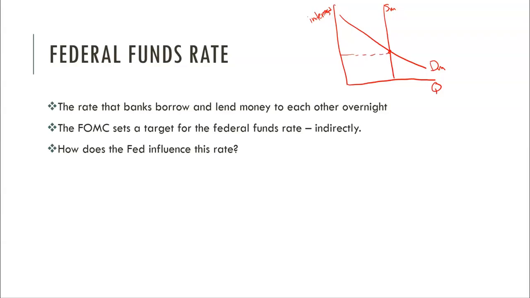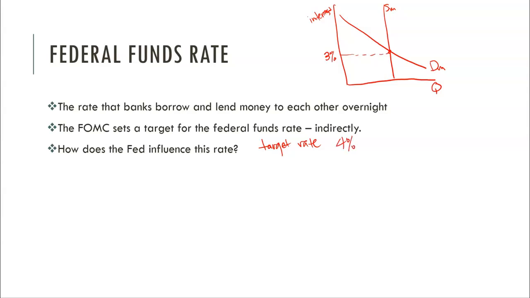So the Fed influences the rate by changing the money supply. Let's say the current interest rate in the market is 3%. And the Fed has decided that they want to have a target rate of 4%.